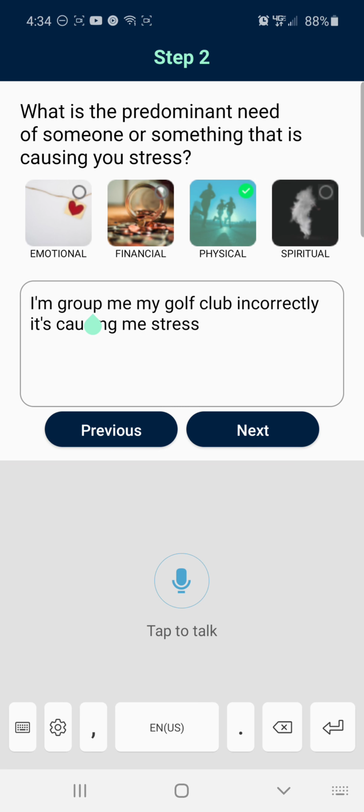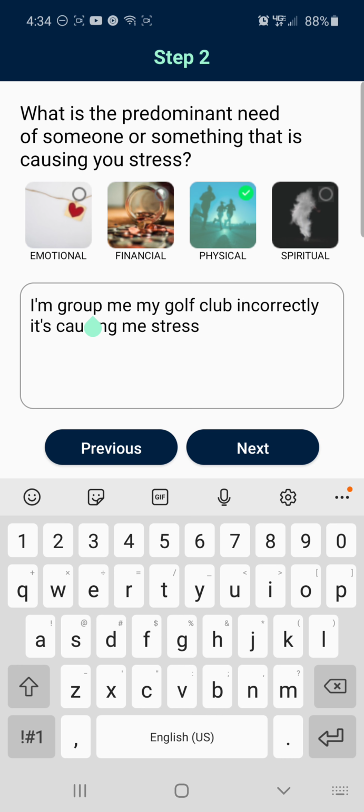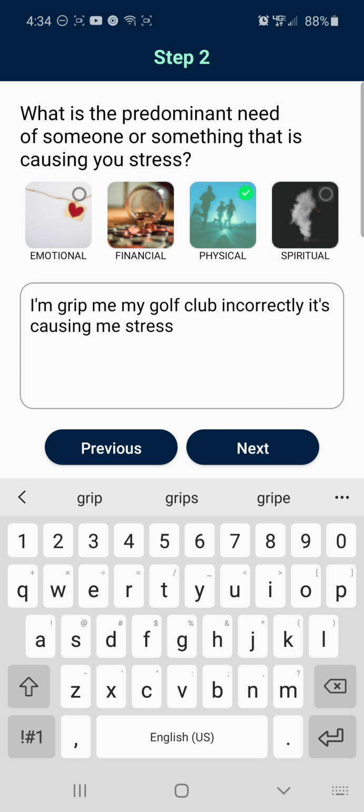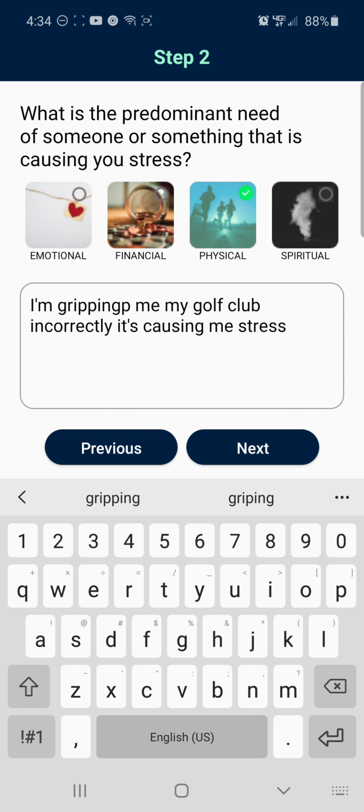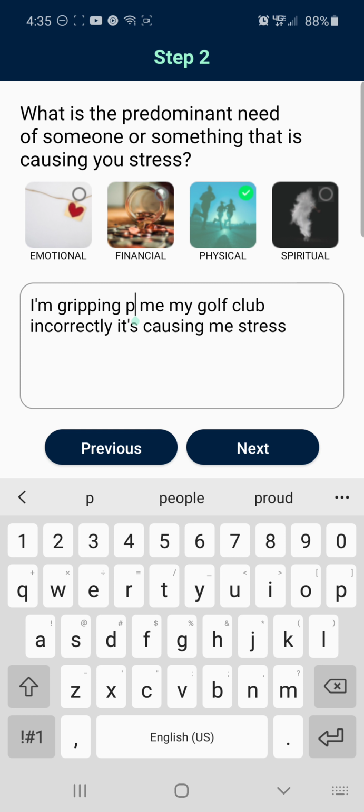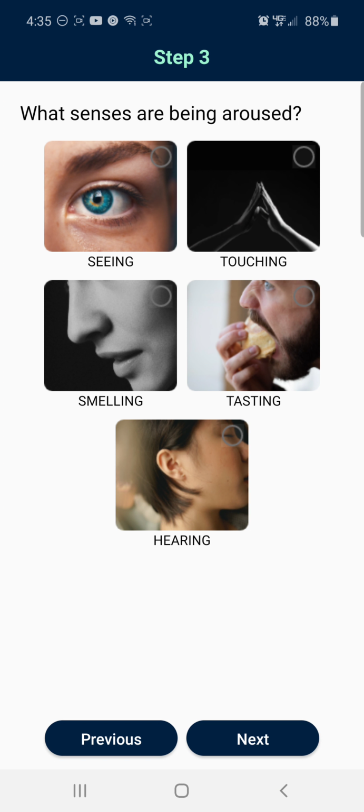So we're going to fix that right there. So he's gripping the club right there. So we're talking and writing out like we're talking to our golf coach or a golf psychology person. So that's what's going on. That's a stressful event.